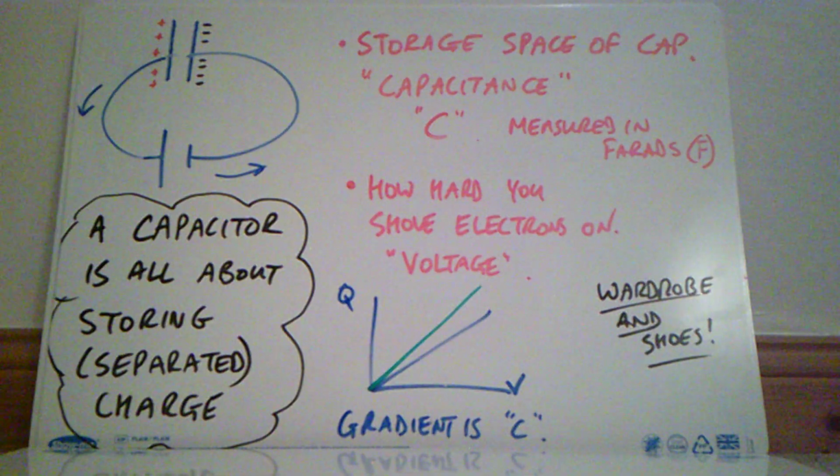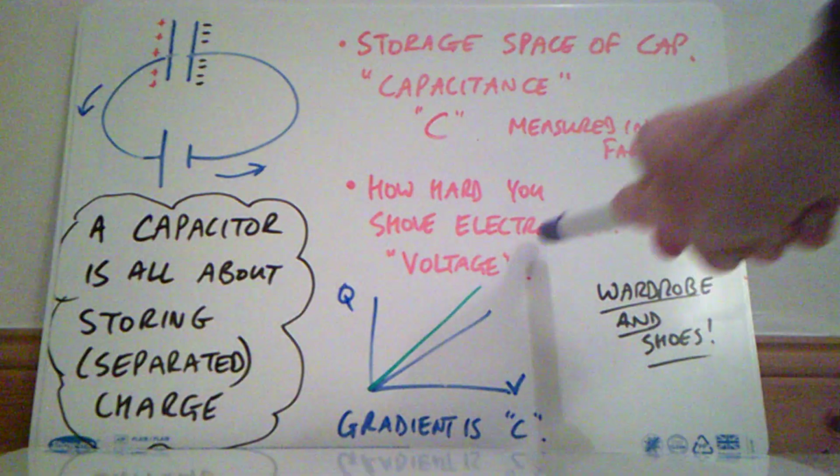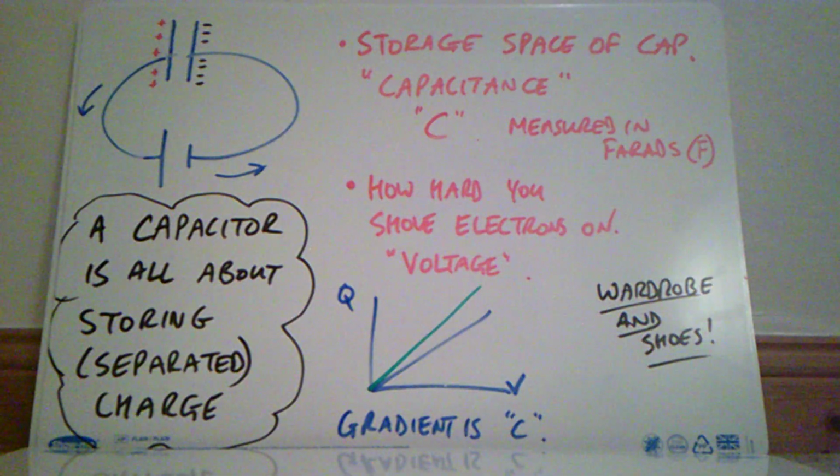So the storage ability of your capacitor is one of the factors in terms of how much charge Q you can store. The other factor is how hard you can shove these electrons on. And obviously, how hard you can shove them on is the voltage. So if you've got a bigger voltage charging battery, then you can shove on more electrons, and so you get more separated charge Q.